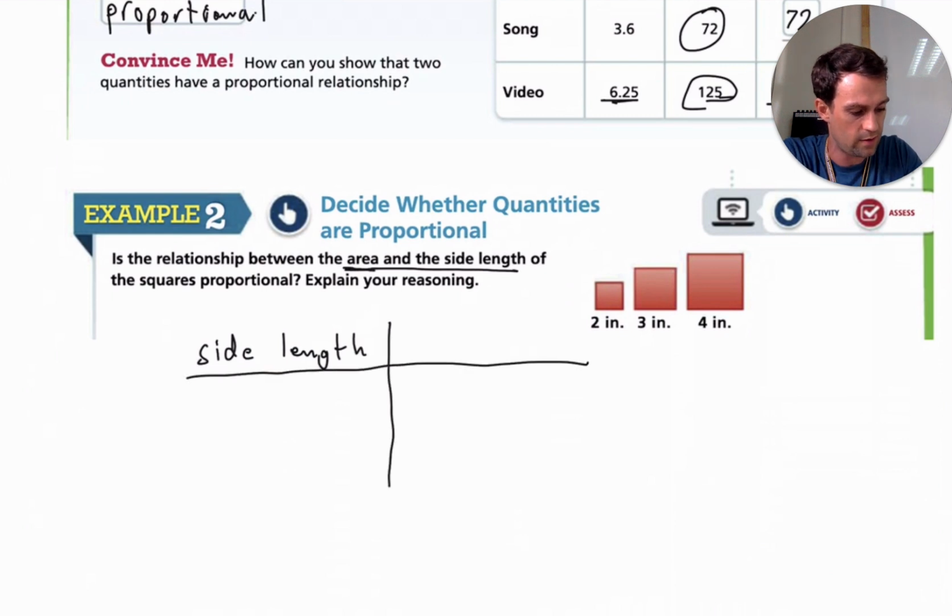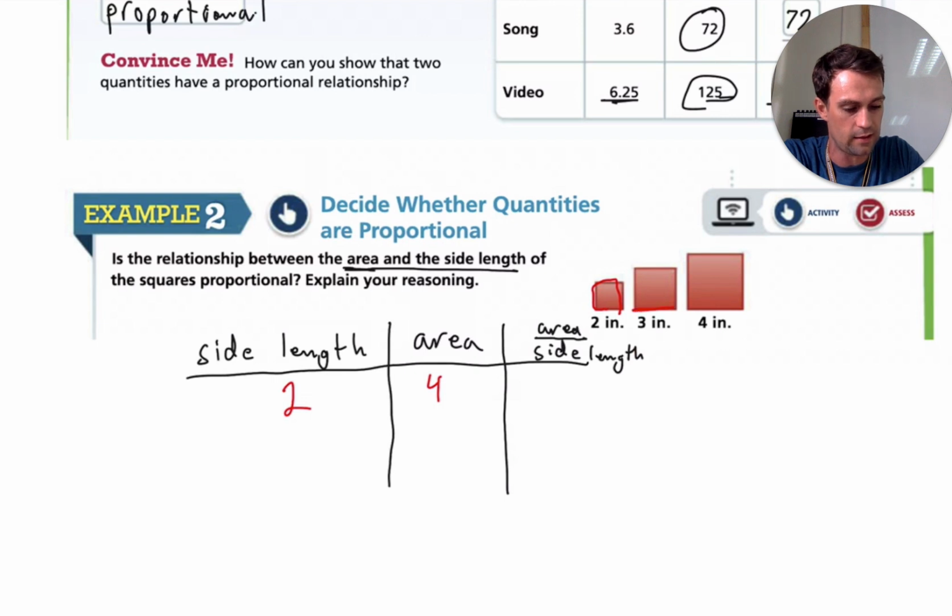And we have area. Okay? So we can set this up as area over side length. So we know that if the side length is 2, the area of this square would be 4. 2 times 2 gives us 4.